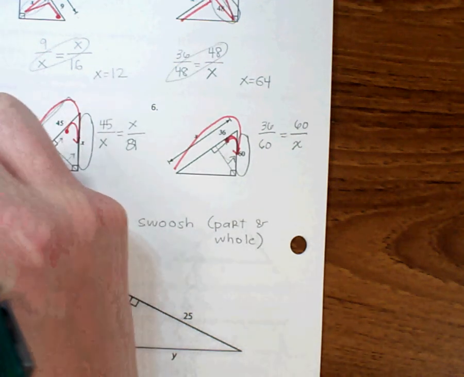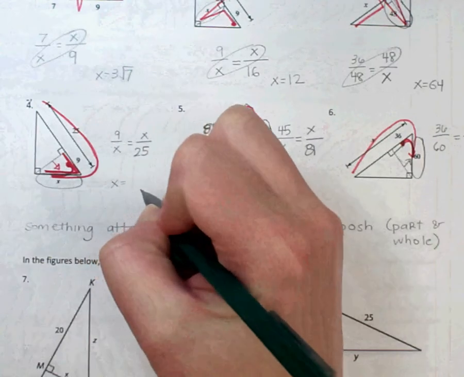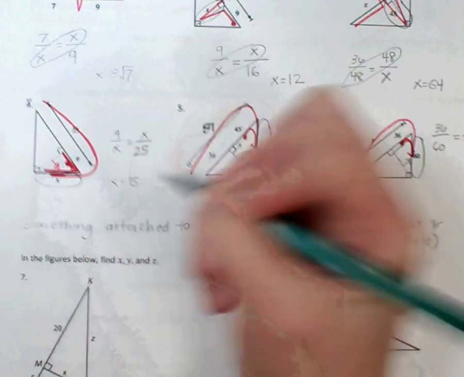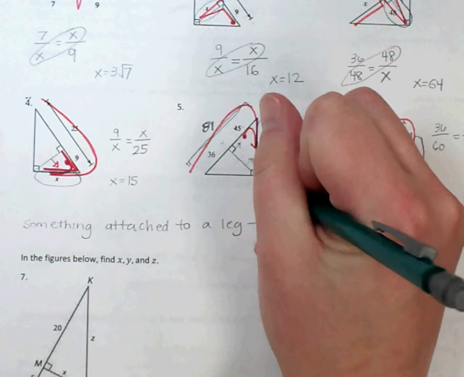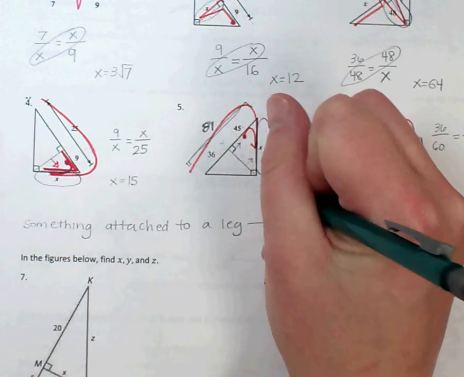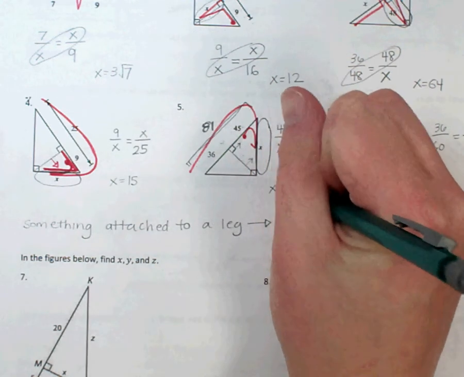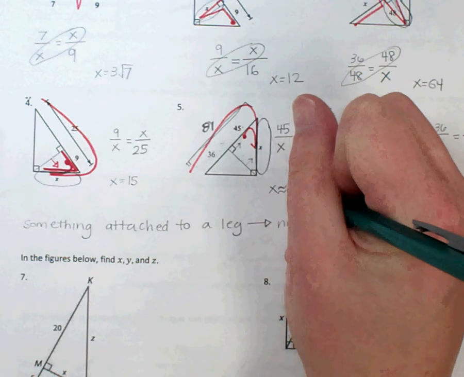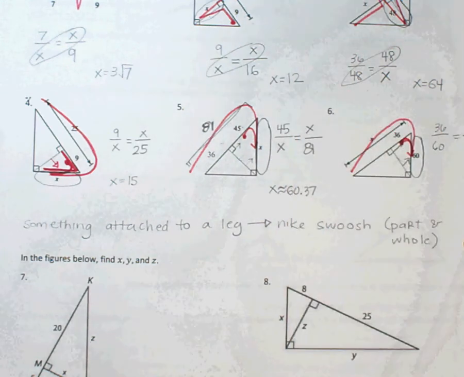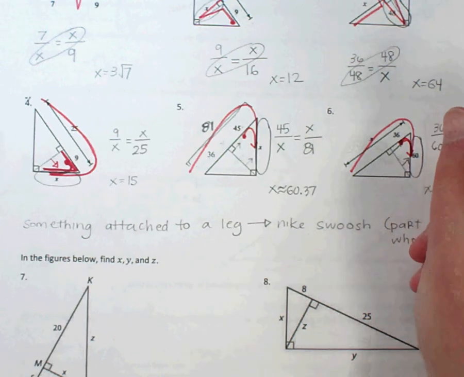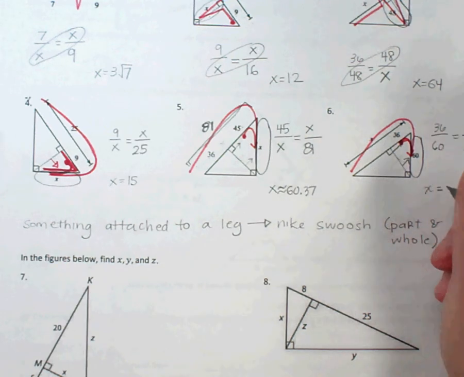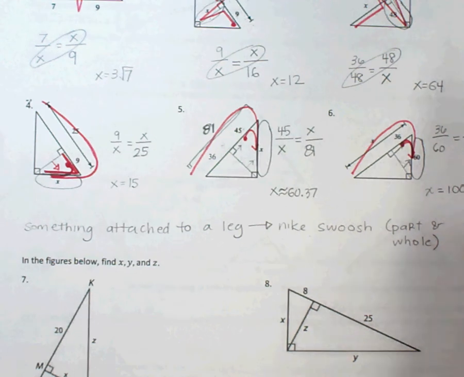X in number 4, oh, you can't see that, is 15. X here is not a very nice number. It's about 37. Yikes. And x in number 6 is 100.